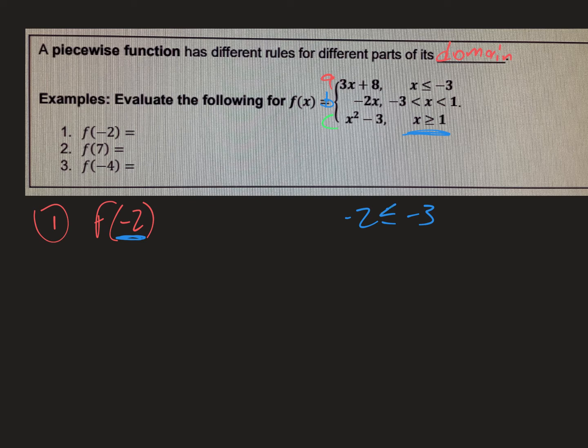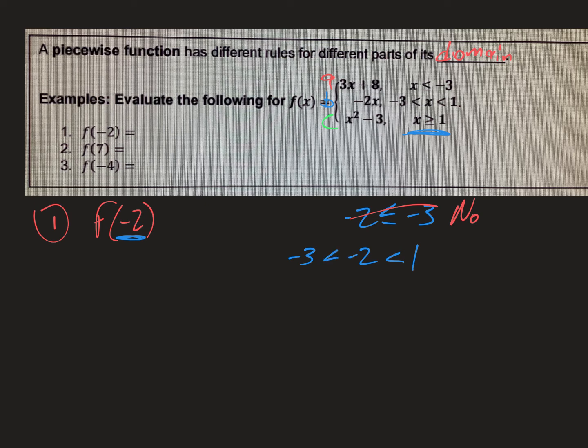Okay, so I'm going to go ahead and say no to this. This is not correct. Let's look at the next category. Is -2 in between -3 and 1? Okay, and that's a little bit messy. I'm going to rewrite this piece.